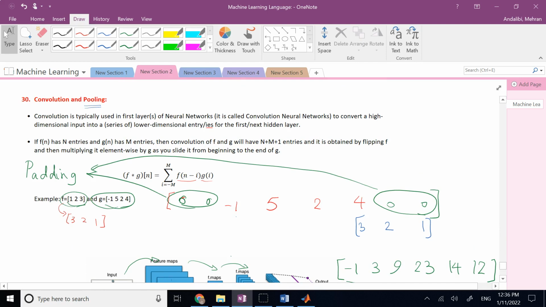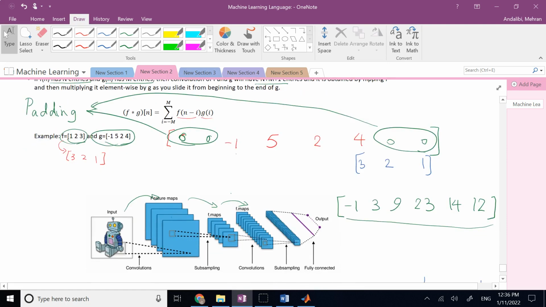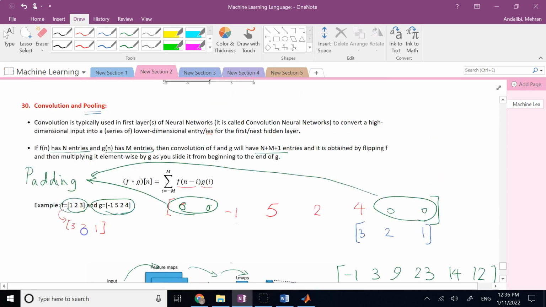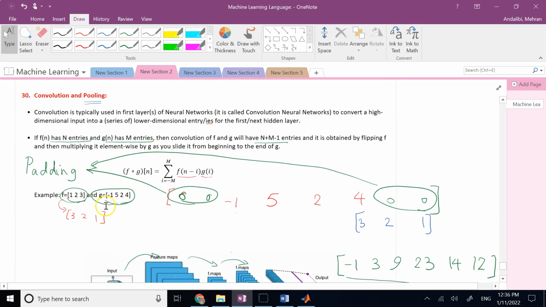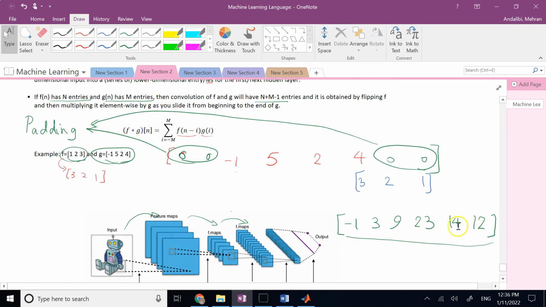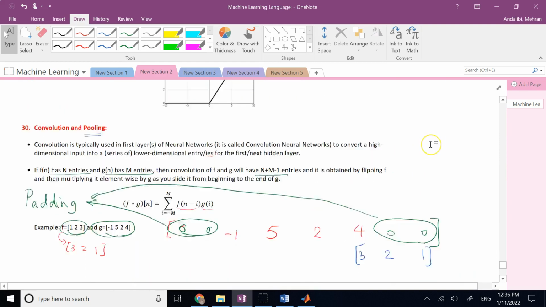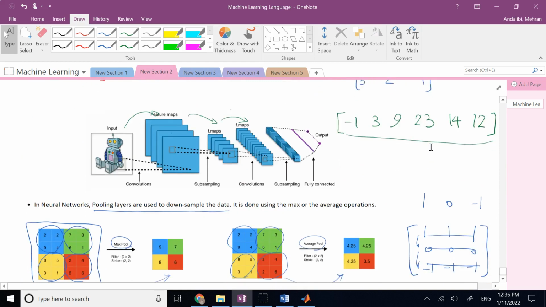Okay, if the dimension of f is n entries and g is m entries, then the convolution of f and g will have n plus m plus 1. As you can see, this is 3 elements, that is 4 elements, and 3... n plus m minus 1. I'm sorry, here a typo, it is n plus m minus 1. So here it's going to be 3 plus 4, that's 7, minus 1, that is going to be what? 6 entries. So n plus m minus 1. Again, sorry for the typo.